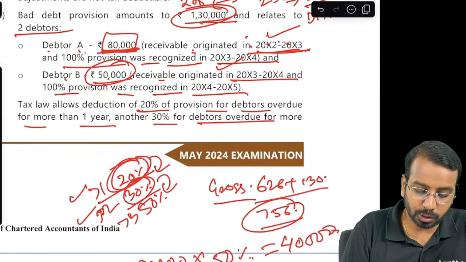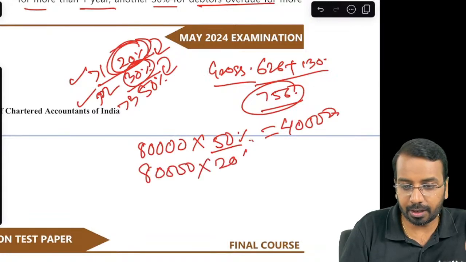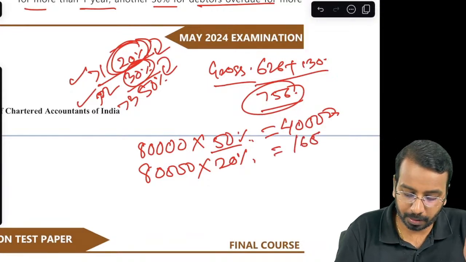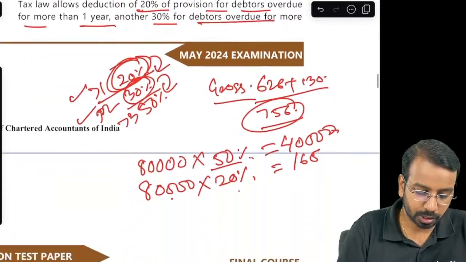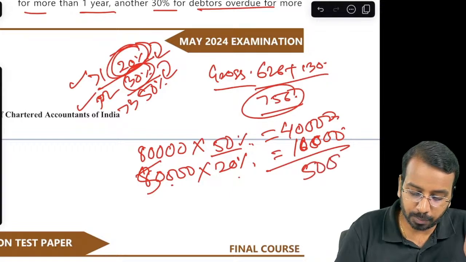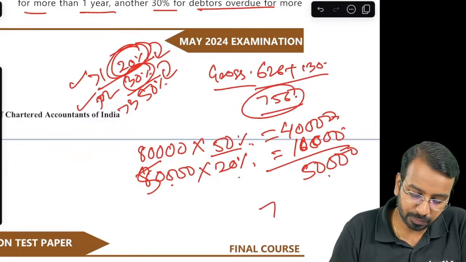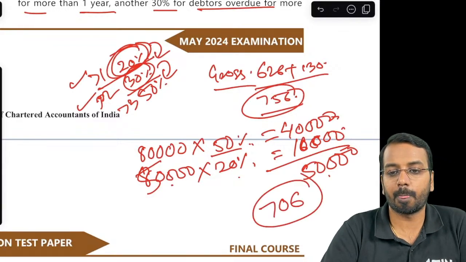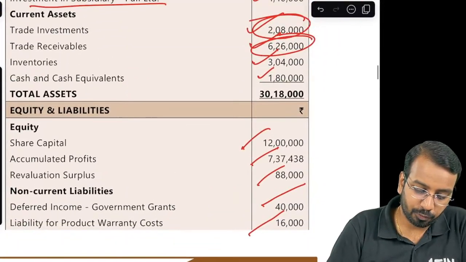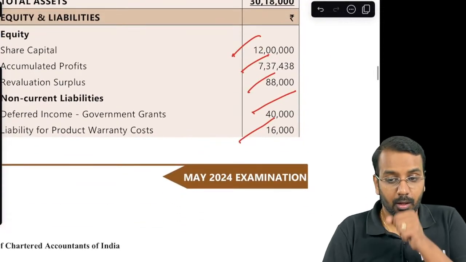For the second debtor, 50,000 originated in 3, 4, what will you do? Only for year 4, year 5, 20% will be charged. Sorry, not 80,000, 50,000 into 20%, 10,000. So total allowed for the purpose of tax is 50,000. So 756 minus 50, 706 is the tax base. What is our base? For our base, carrying amount is this only. So ours is 626.